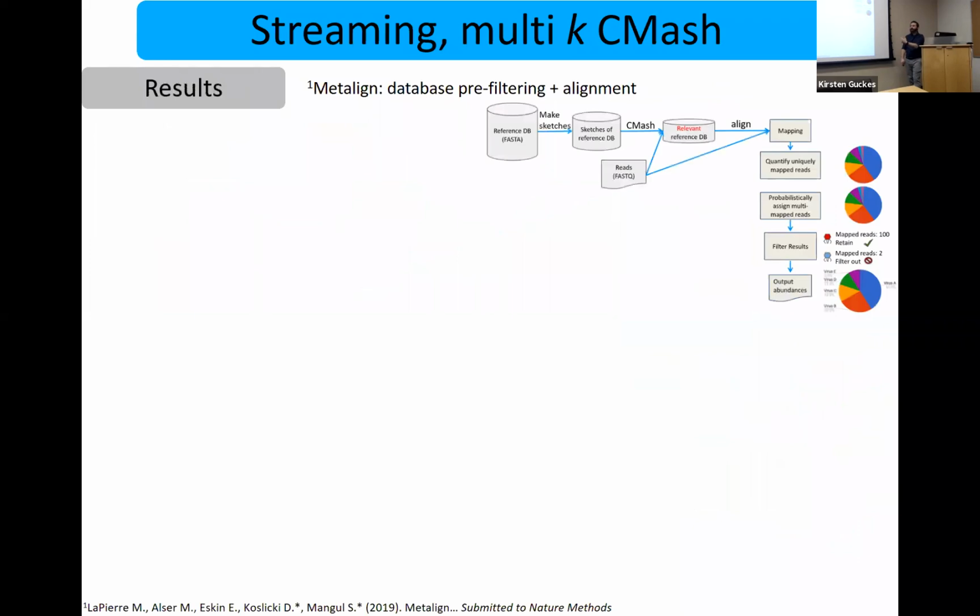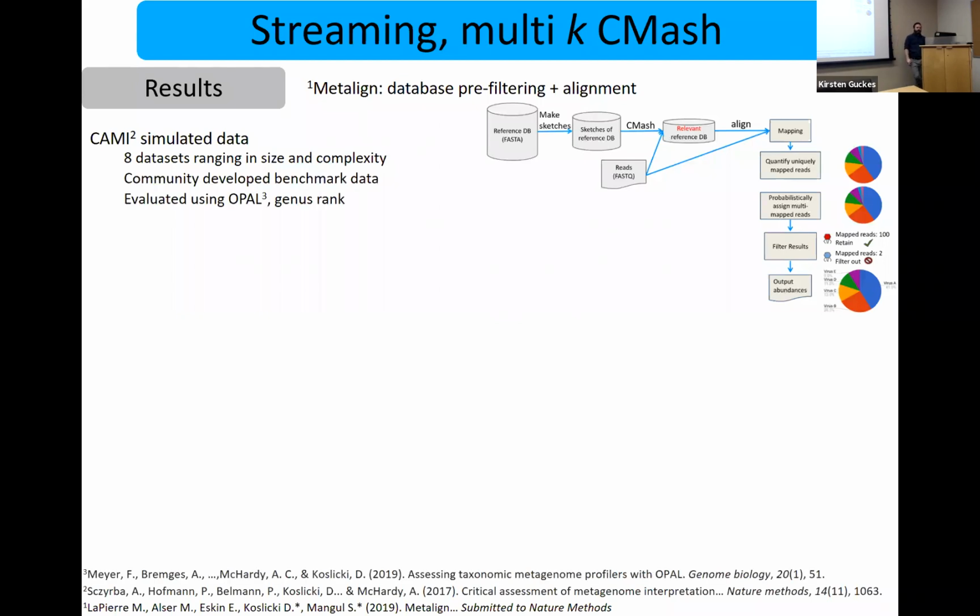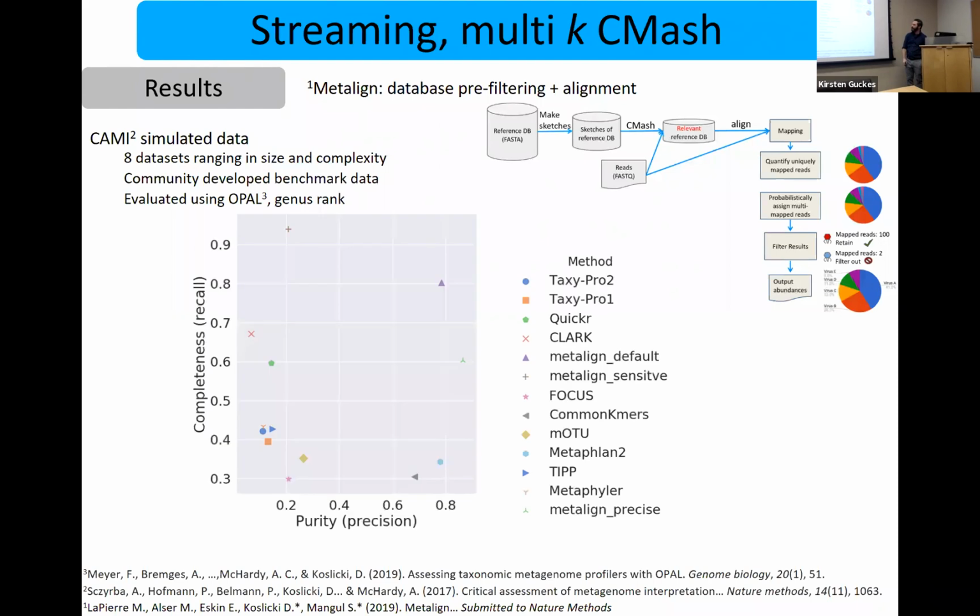So let's look at a few results of this basic workflow right here. So I'm going to use that CAMI simulated data. I think it's important to say that because I didn't make that simulated data, so I'm not trying to rig anything here. And these are basically 8 different data sets that vary in complexity and model different environments and stuff like this. And then I'm going to evaluate them using this recently published sort of benchmarking suite at a particular genus rank.